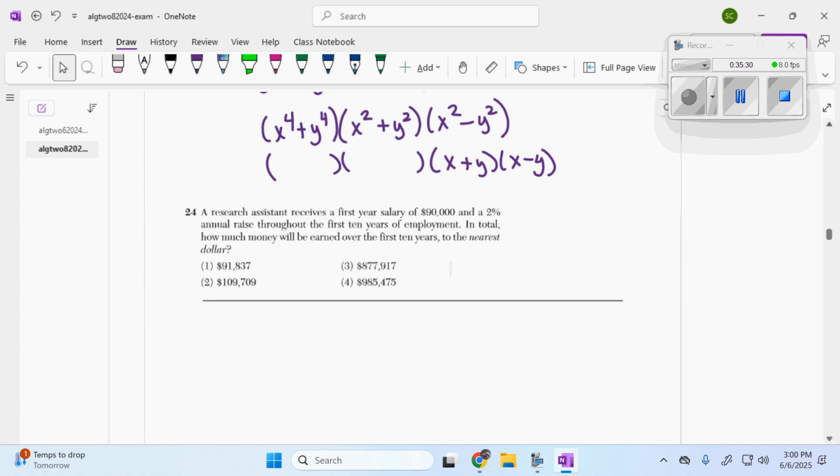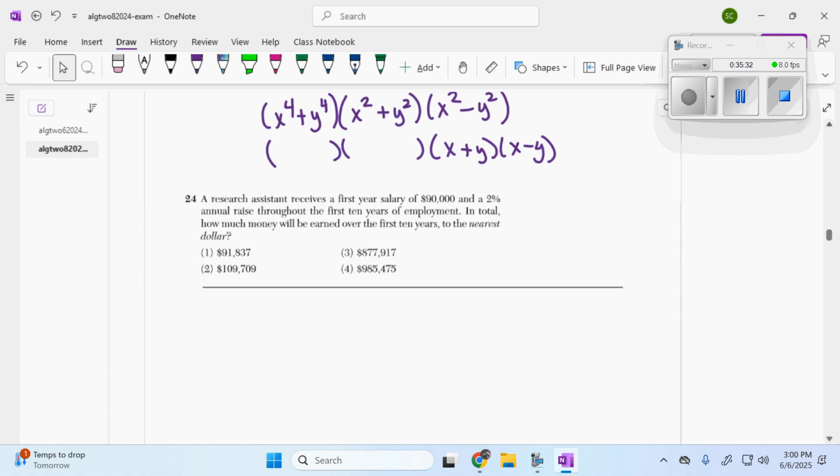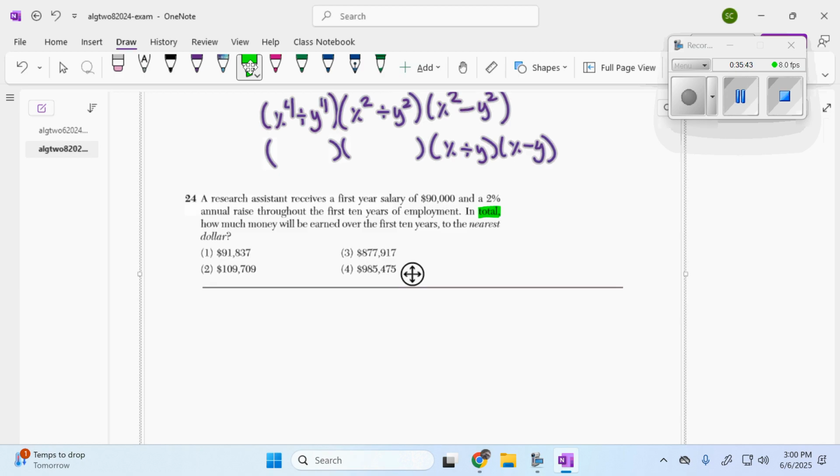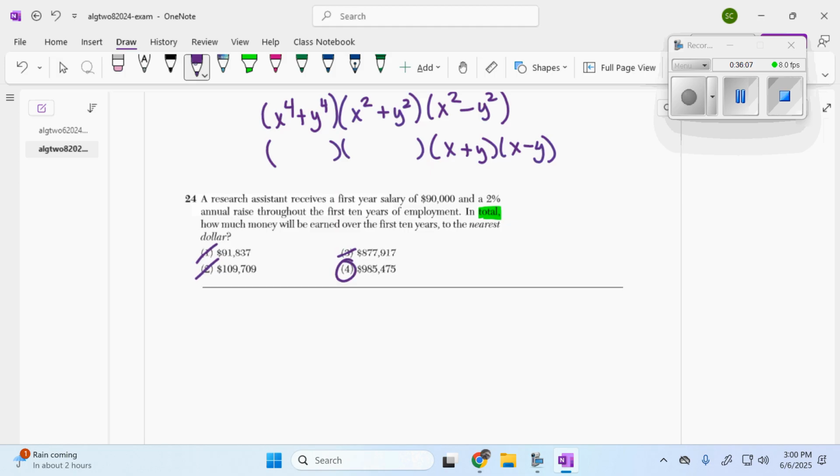The last one asks us about an assistant. First year salary $90,000, and every year their salary goes up by 2% for the first 10 years of employment. And here is your key word. They want to know in total. They want the sum of the first 10 years of employment. So if you're making $90,000 every year for 10 years, you know that this answer has to be bigger than $90,000, even $100,000. It can't be those two choices. To be honest, without even doing the math, I know it's going to be choice 4.